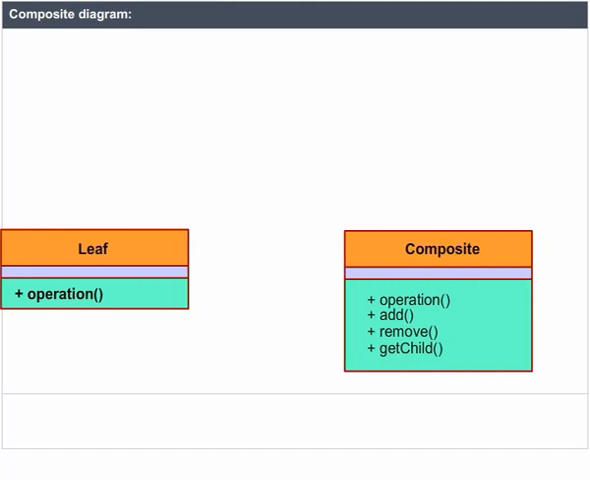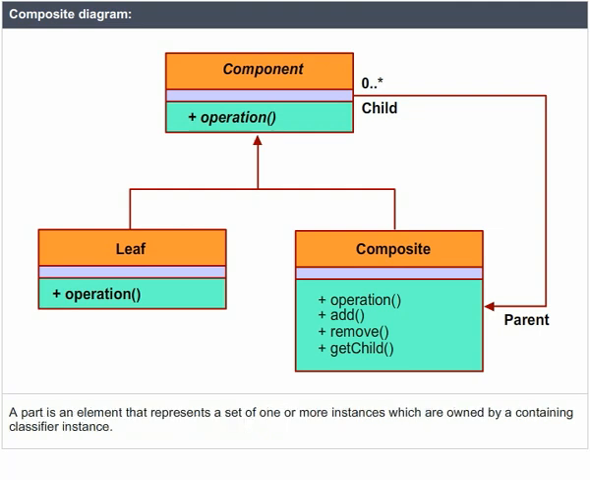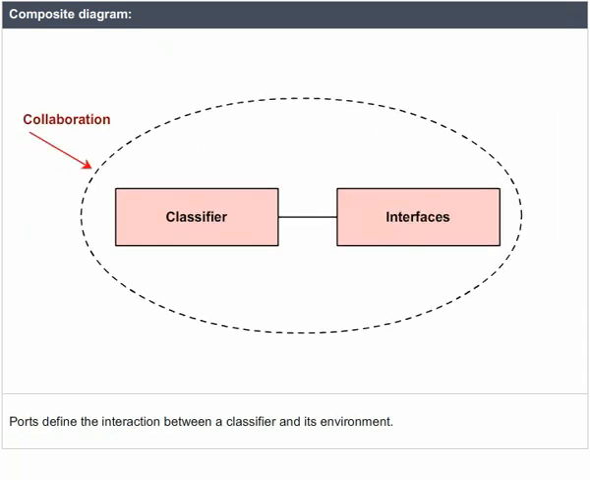Composite diagram. A composite structure diagram is a diagram that shows the internal structure of a classifier, including its interaction points to other parts of the system. A part is an element that represents a set of one or more instances which are owned by a containing classifier instance. The ports define the interaction between a classifier and its environment.